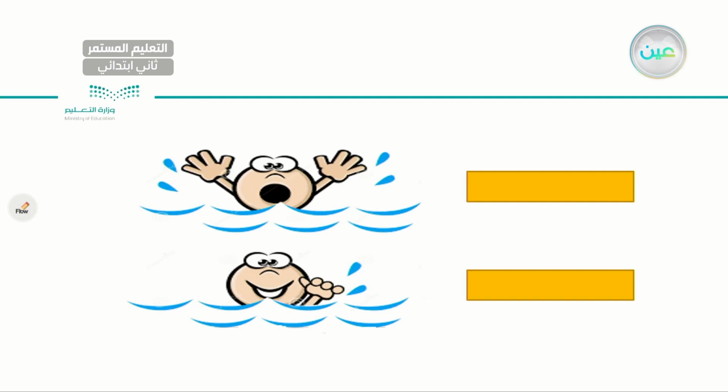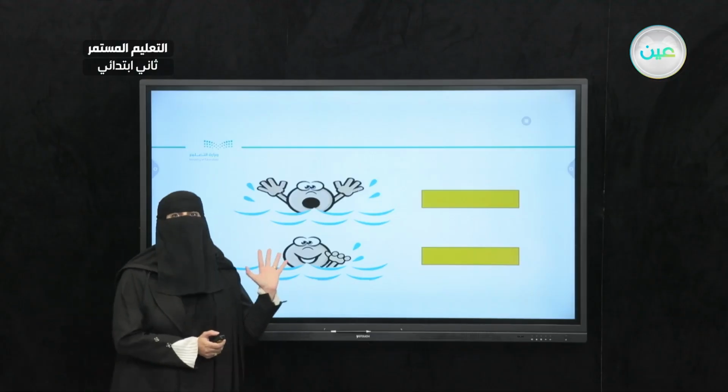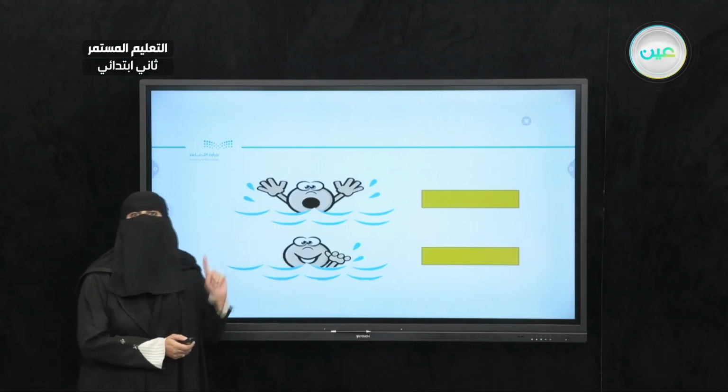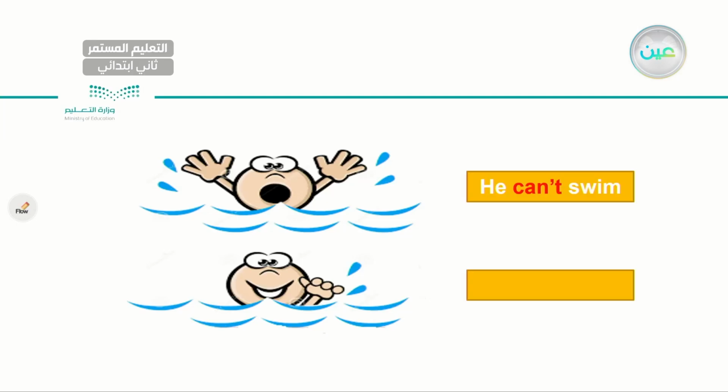Now, here I have the same boy. What do you think? Can he swim? Let's talk about the first one. Can he swim? He cannot swim. He's about to drown, right? So he cannot swim. But how about the other one? He can swim. Very good. So let's read our answers one more time. He cannot swim. He can swim. Actually, he is having fun swimming.